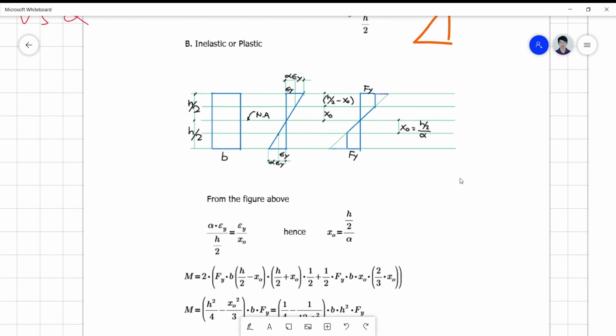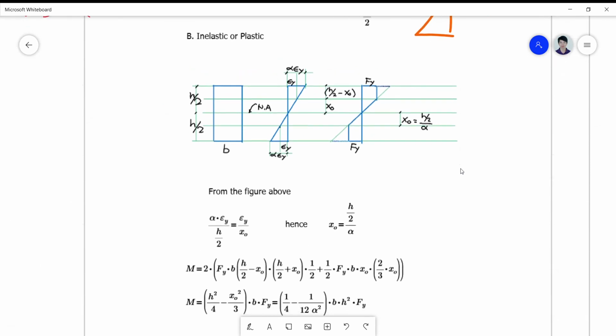And how do we do this? We do this on the basis of equilibrium condition. First, we define what alpha is. Alpha epsilon y over h over 2 is, by ratio and proportion, equal to epsilon y over xo. Canceling epsilon y, we define xo to be h over 2 over alpha. So alpha is simply a parameter that describes this boundary, the point into which your elastic and plastic stage is bounded. So this is a transition point.